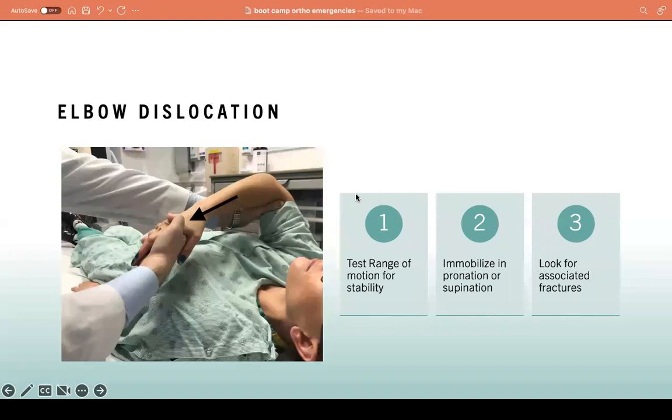After doing reduction of the elbow, you need to test the range of motion to see the stability of the elbow. Is it stable or not? Then you will immobilize him in pronation or supination according to which ligament is injured. Is it the LCL or the MCL? Okay, and definitely you need X-rays to look for other associated fractures.